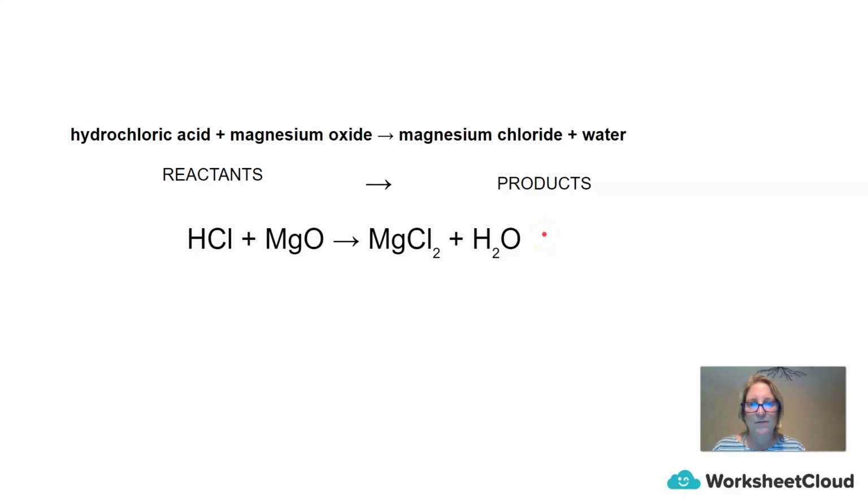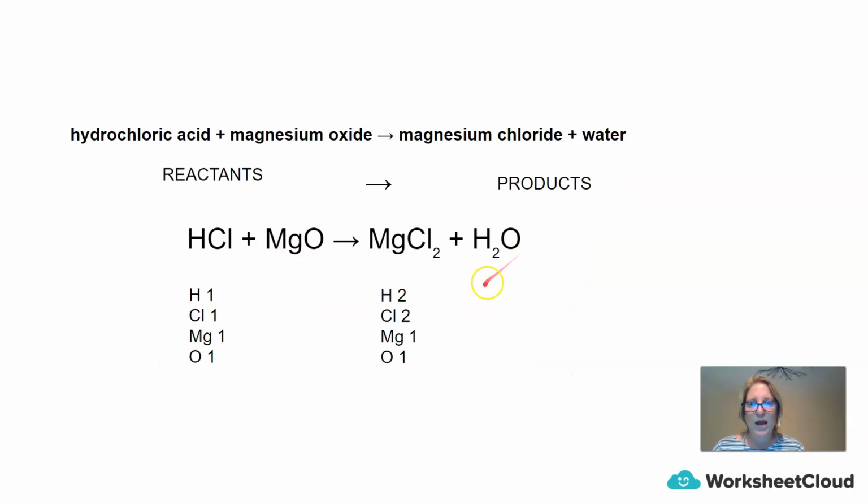Now if we have a look at this equation, we write down the letters of the elements of the reactants. So we have hydrogen, chlorine, magnesium, and oxygen. And we do the same for the products. We have hydrogen, chlorine, magnesium, and oxygen. And we want to see if this chemical equation is balanced.